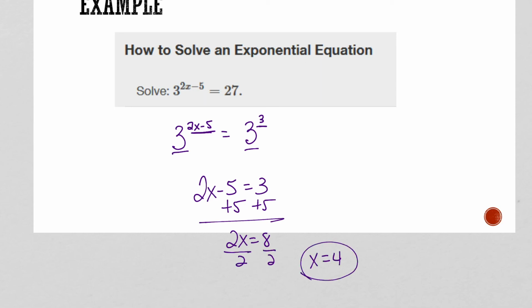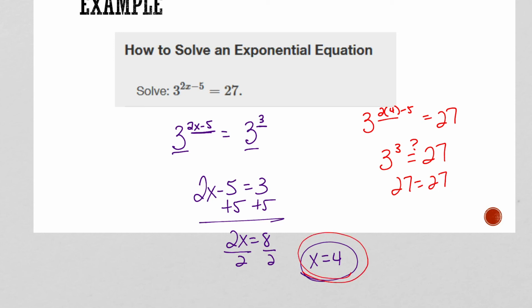All right, so our x is 4. Can you check your work? Totally. Let's check it. So we've got 3, and then we've got 2 times 4 minus 5. Does that equal 27? 2 times 4 is 8. 8 minus 5 is 3. Is 3 to the third power equal to 27? Yep, 27 equals 27, so this is the correct answer.